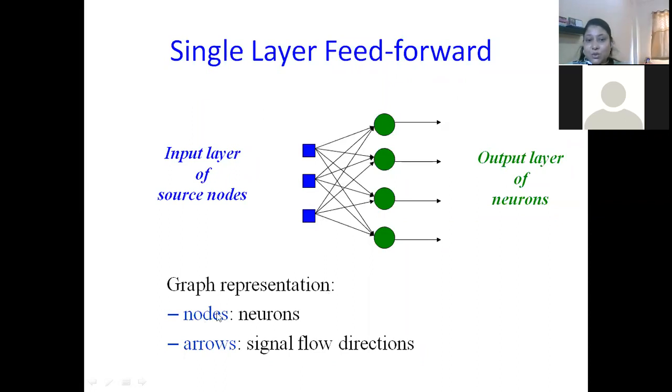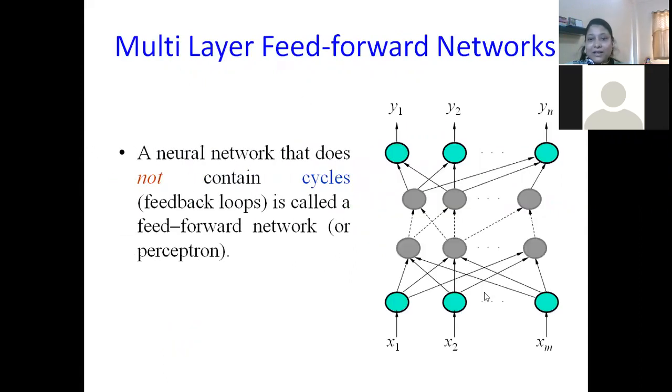These nodes I have just mentioned are nothing but the neurons, and these arrows are the links, or the signal flow direction, from one layer to another layer. Whenever the single layer becomes multi-layer, this is how we can observe a feed forward network, that means a hidden layer comes into the picture. So now we have come to the end of today's class.